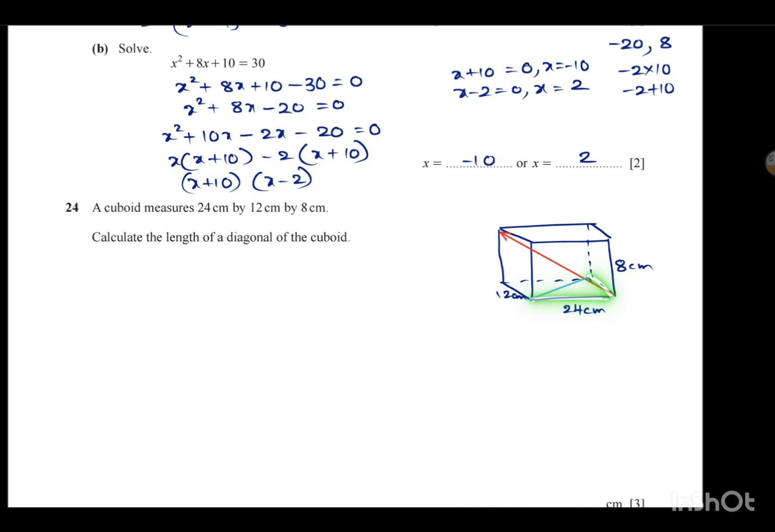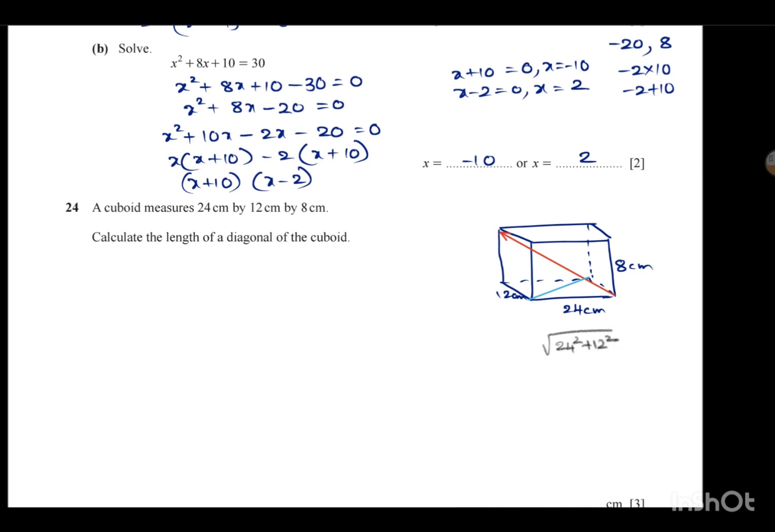So when you see this is the right triangle, using the Pythagoras theorem, the value of this diagonal will be square root of 24 square plus 12 square. Square root of 24 square plus 12 square.